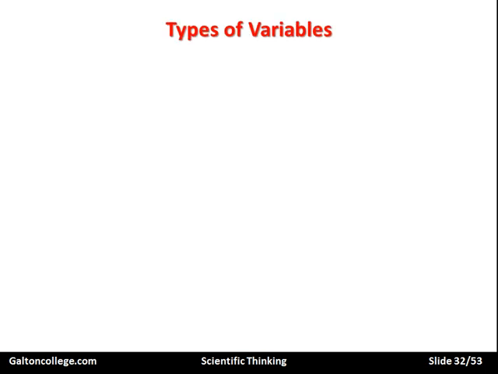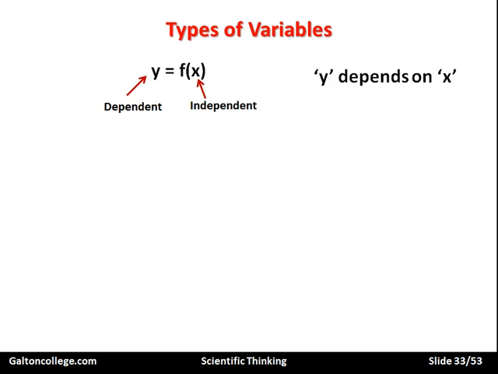Types of variables. Well, there are many types of variables. For example, here I've got y, which is called the dependent variable because it depends on the value of x. X is the independent variable. So I've written it as y equals function x. F means function in mathematics. It means, in this case, there is a relationship between x and y.